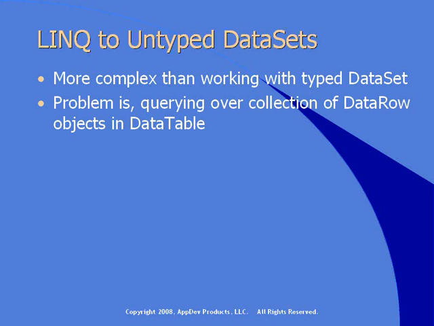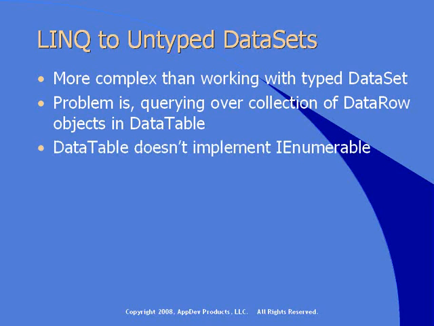The problem is, first of all, you're querying over a collection of data row objects in a data table, not a specific type of data row in a specific type of data table, just the plain old data row in a data table. And data table doesn't even implement IEnumerable. So how can you work around this?